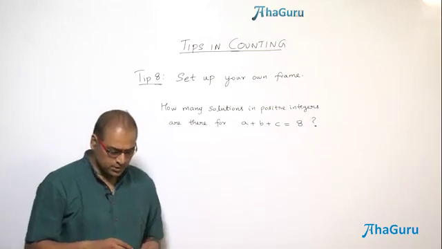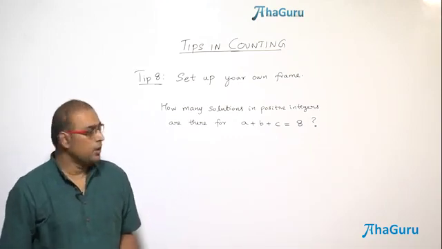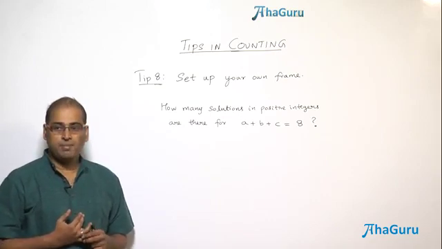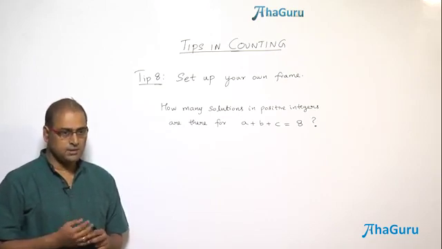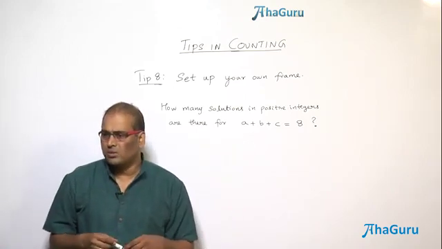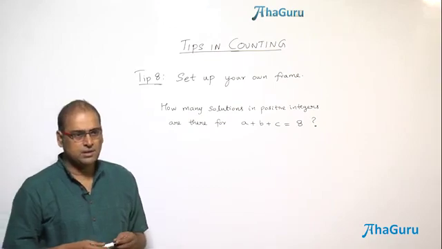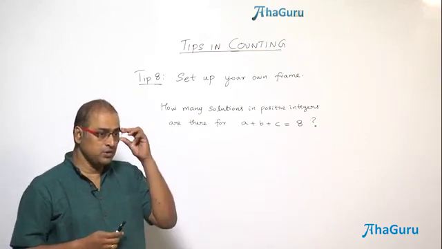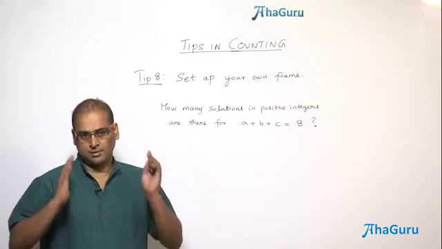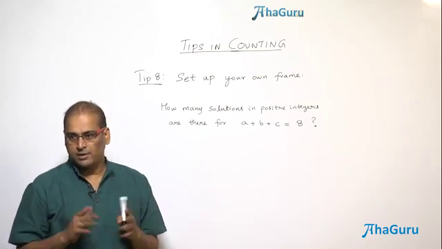Now what is the question? How many solutions in positive integers are there for a plus b plus c equals 8, not distinct? Why should they be distinct? It's not mentioned. See, suppose there are two persons A and B. Can I say their ages should be different because the persons are different?